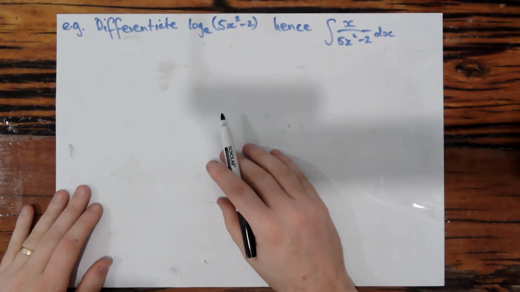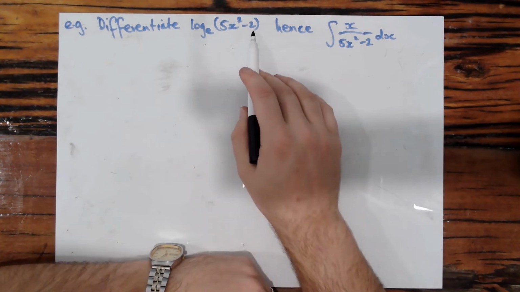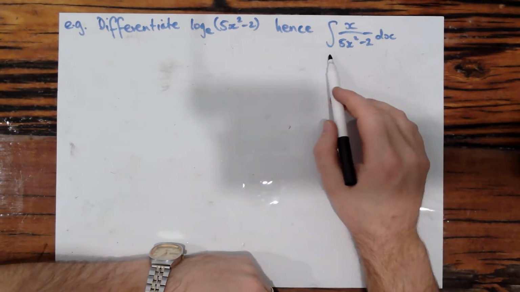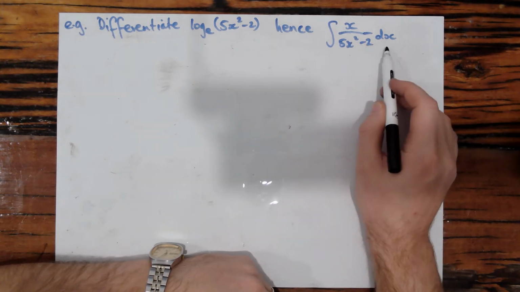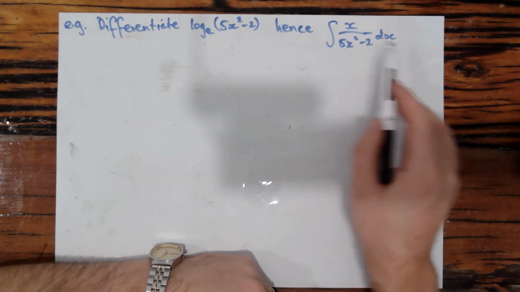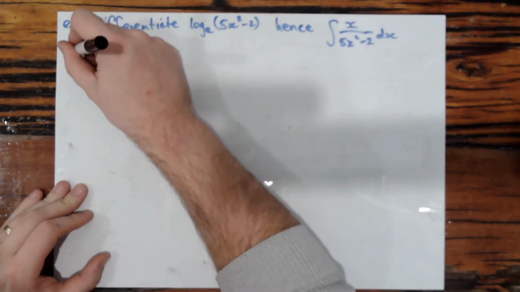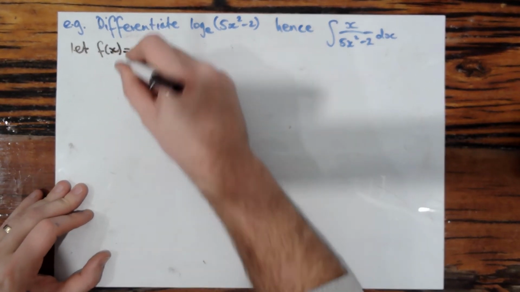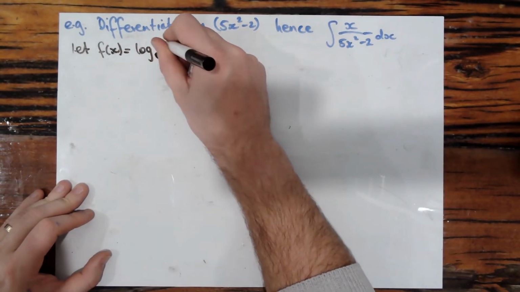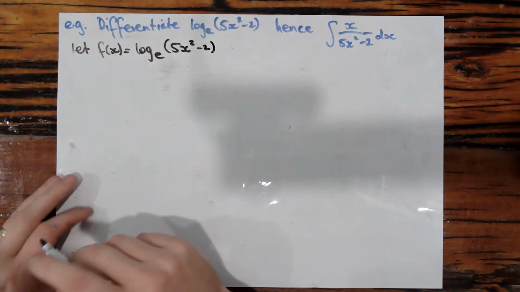Our first one is we're going to differentiate log to the base e of 5x squared take 2, and hence anti-differentiate or integrate x on 5x squared take 2 dx. This is something that we won't be able to do normally. So I'm going to say let f of x equal log to the base e of 5x squared take 2.